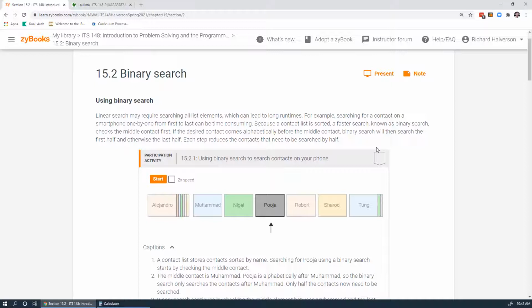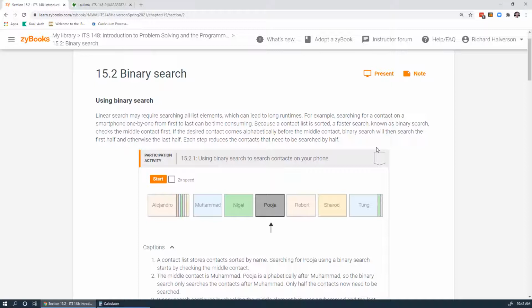That may seem like not a very important point, but there's lots of ways to represent these data structures. So for binary search to work, we have to have those characteristics. Whereas for linear search, it doesn't.